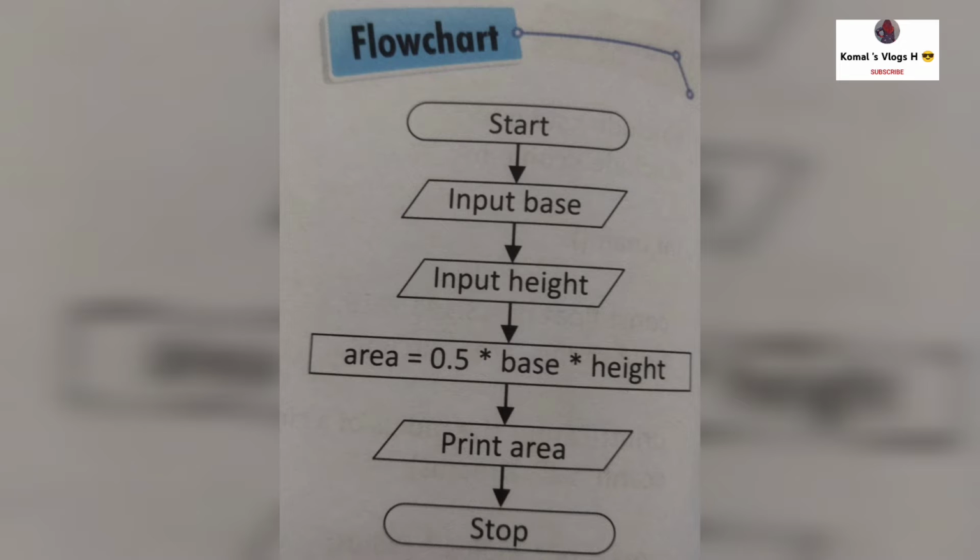And now just move to the flowchart. Yes, flowchart, same variables. Parallelograms are used for input and output, and for processing, like the formula of area, I have used the rectangle symbol, and for start and stop the oval shape is used.